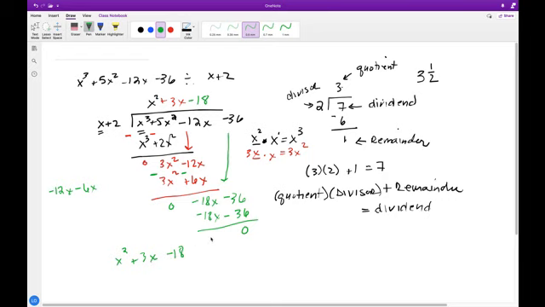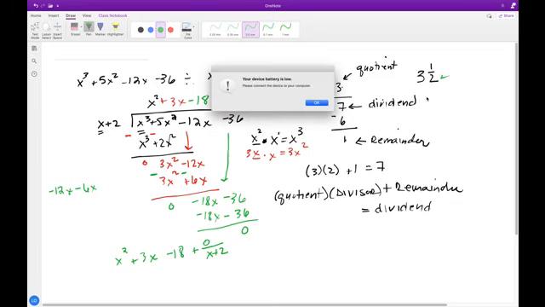We don't need to do anything with the remainder because it's 0, but just for the extension here, you could say then plus the remainder over the divisor. Typically if the remainder is 0, we would just leave that out, but if it was a number other than 0, you would add it again with the remainder over the divisor, just like we did over here with 3 and 1/2.